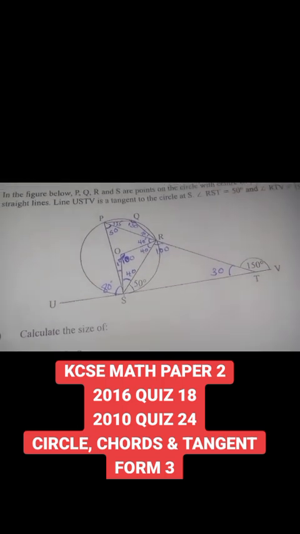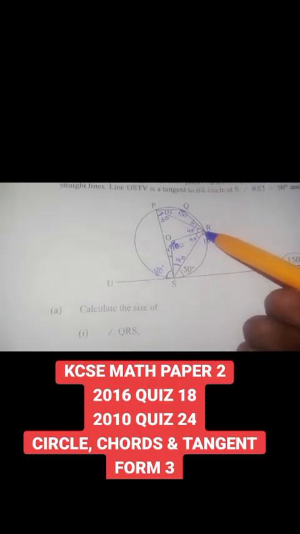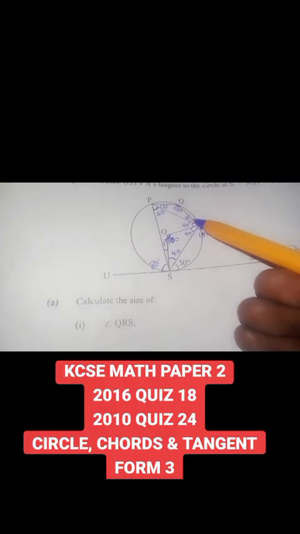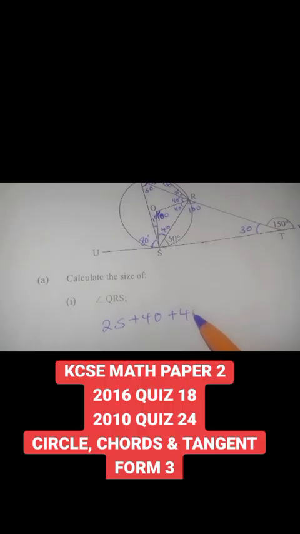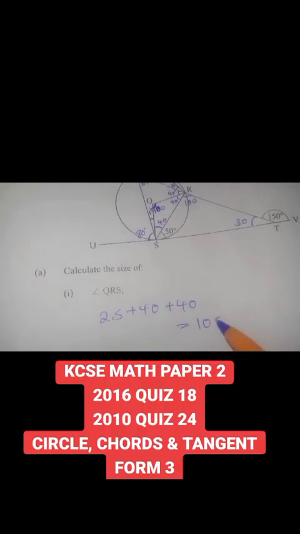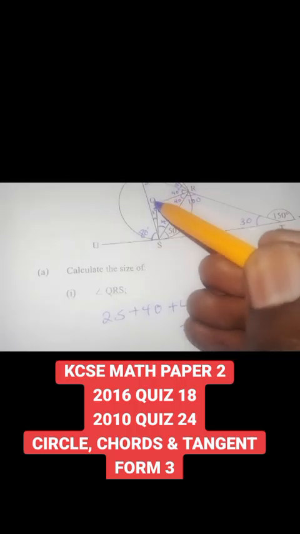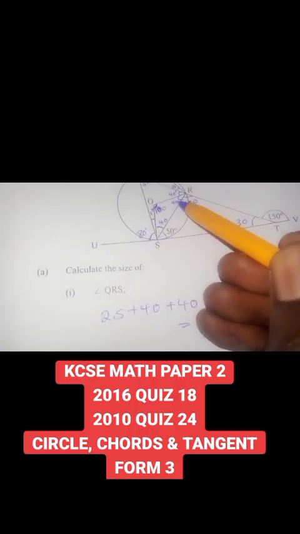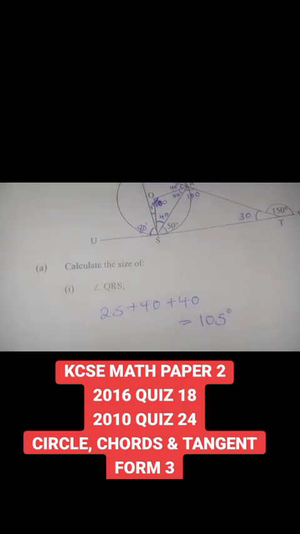So if you look at the question, you're just told to calculate the size, no giving out of reason. That's why I was calculating the angles first, so that we can find the answer. Therefore I'll say that QRS, this angle is obtained from this point to this point, it is 25 plus 40 plus 40. Therefore we will have 105 degrees. But if they had asked ORS, you would say 40 degrees, but they want the whole angle there. So that is how we solve that question.